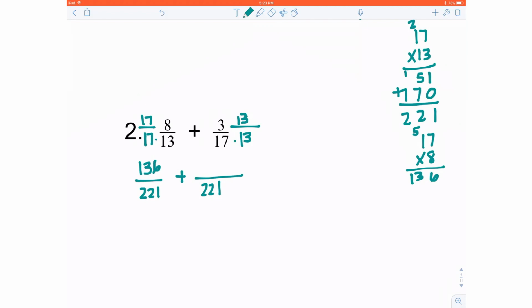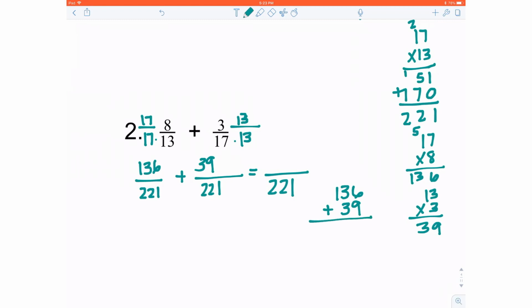And now we're going to do 13 times 3 to get the numerator on the second fraction. 3 times 3 is 9. 3 times 1 is 3. So 13 times 3 is 39. So now we're going to add these together. Remember, the denominator stays the same. We're going to do 136 plus 39 so we can figure out what the numerator is. 6 plus 9 is 15, so we carry a 1. 3 plus 3 is 6, plus 1 is 7. We end up with 175.